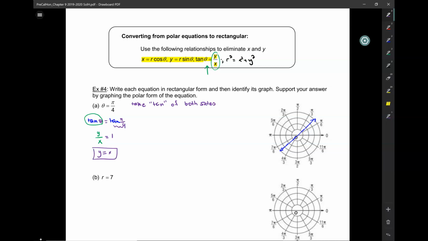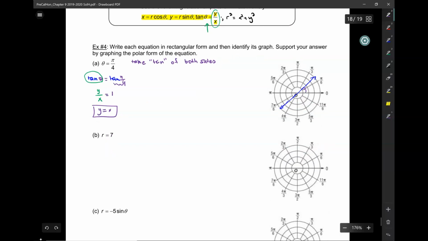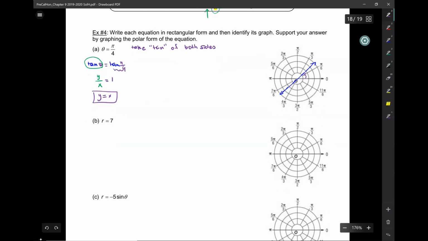Does that make sense? Does y equals x give you a diagonal line like that with an angle of 45 degrees, pi over 4? Yes, it does. So that's the equation for that. Okay, all right, let's do another one.